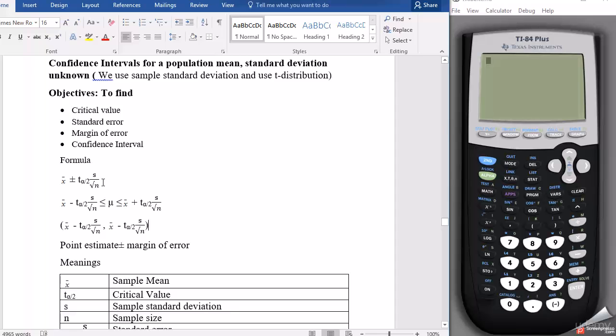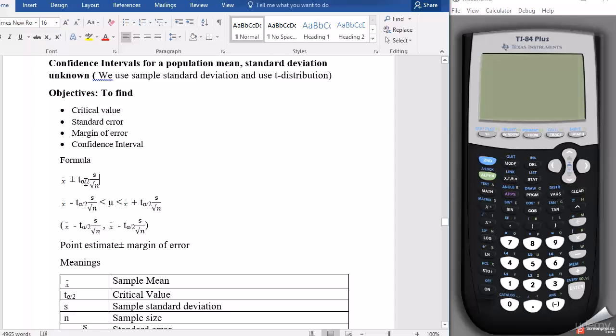Now if you look at the formula, you're going to notice that it is similar to what we had when we knew the standard deviation of the population. The only difference is that the critical value now is from the t distribution. We're using the t distribution instead of the z distribution.